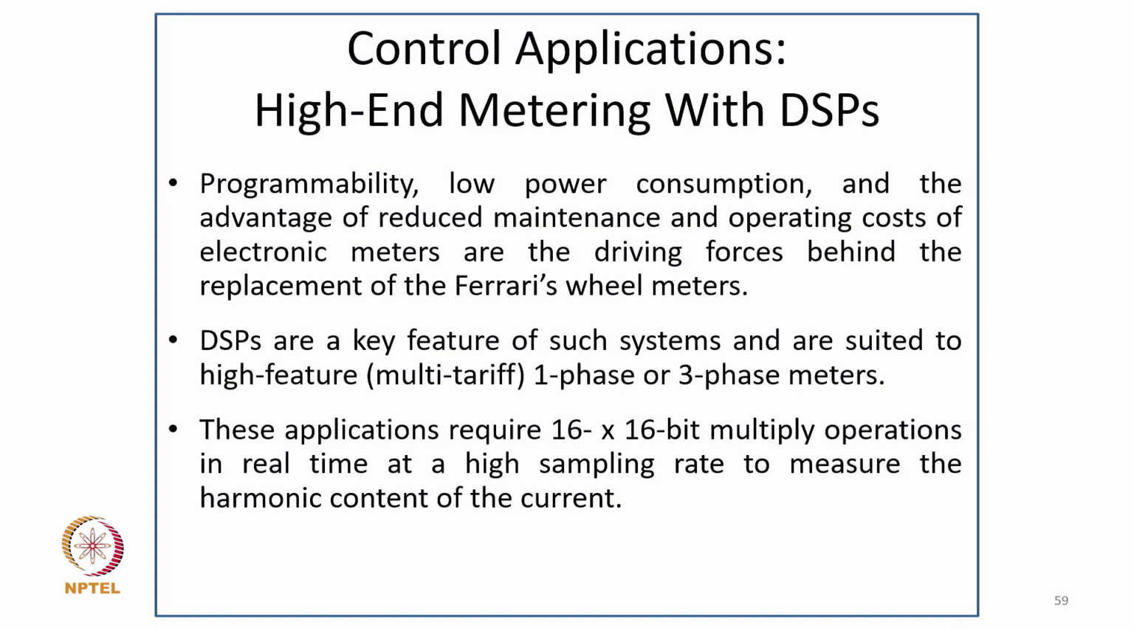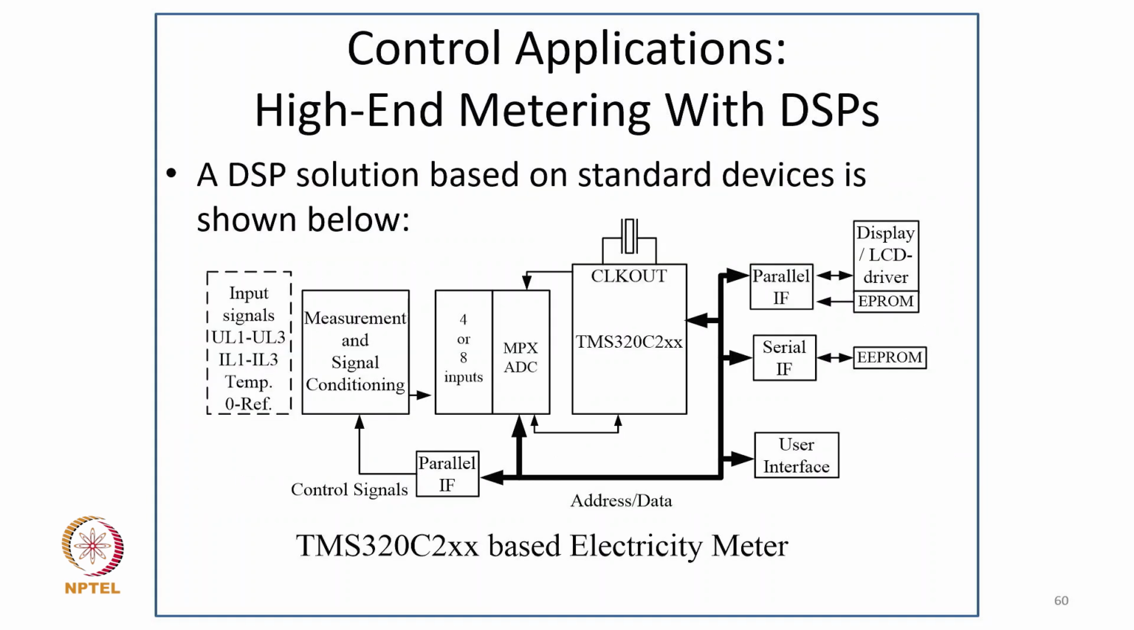And coming to typically high-end metering with the DSP, programmability, low power consumption, and the advantage of reduced maintenance and operating cost of the electronic meters are the driving force behind the replacement of Ferraris wheel meters, and DSPs are the key features of such systems and are suited to high-feature multi-tariff single-phase and 3-phase meters. These applications require 16 by 16 bit multiply operations in real time at a high sampling rate and to measure the harmonic content of the current.